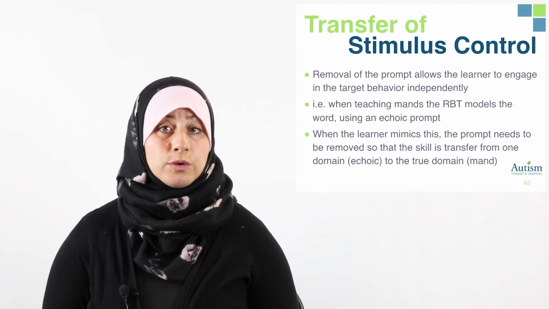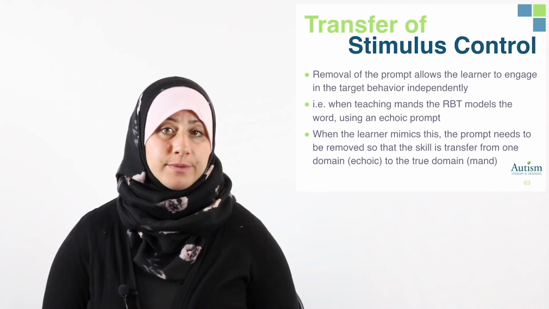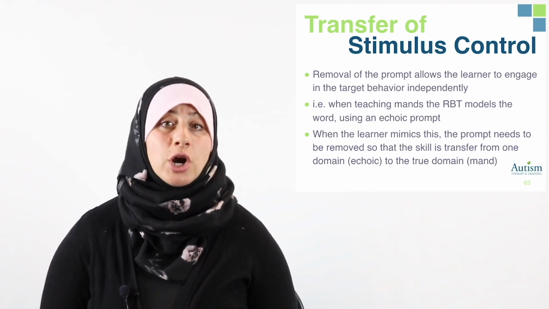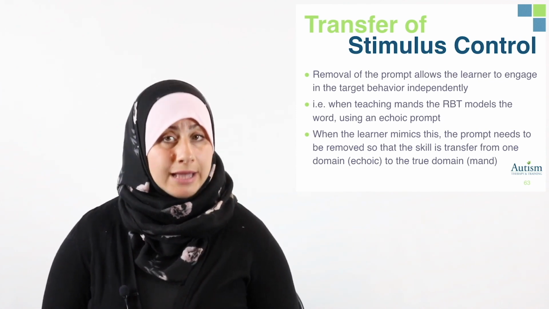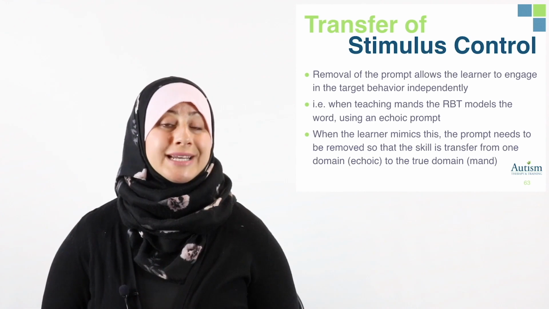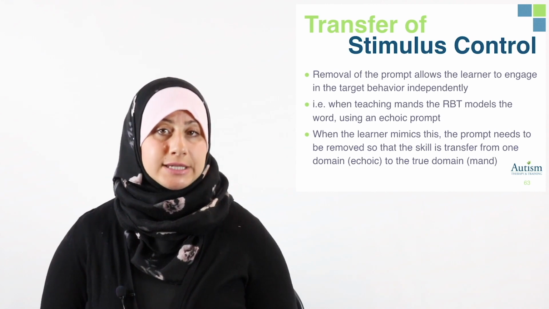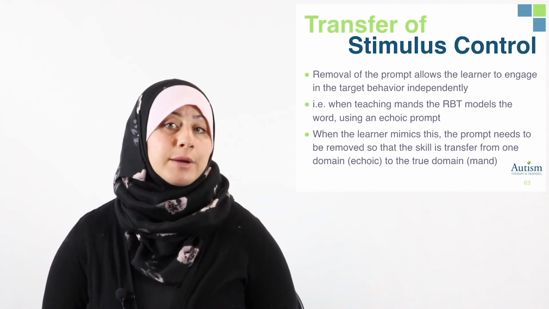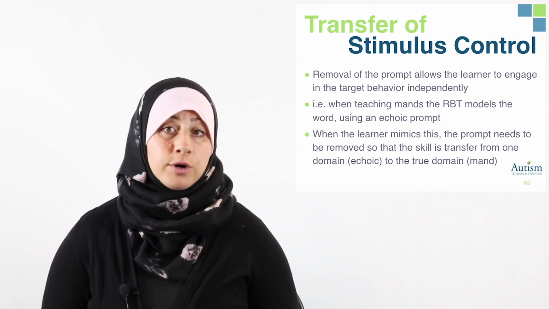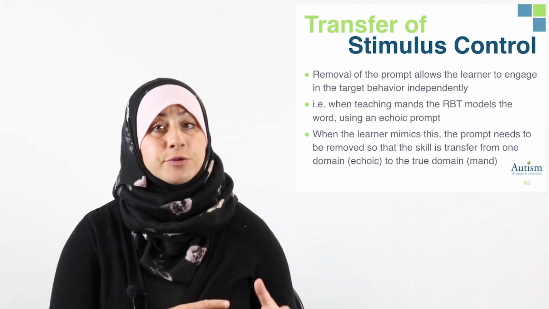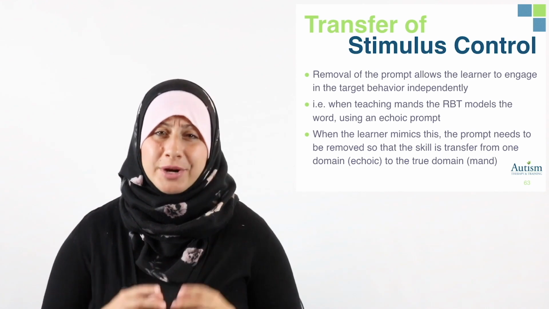Transfer of stimulus control is fading the prompt from the current stimulus used to the correct stimulus condition, allowing the learner to engage in the target behavior independently. For example, if teaching the learner to imitate clapping, the end goal for this program target is that the learner imitates. When using a full physical prompt, you're providing assistance for the learner to engage in the correct behavior. However, the learner is still not imitating. Therefore, you need to transfer the stimulus from the hand-over-hand condition to the imitation condition. Did I lose you? Let me break this down.